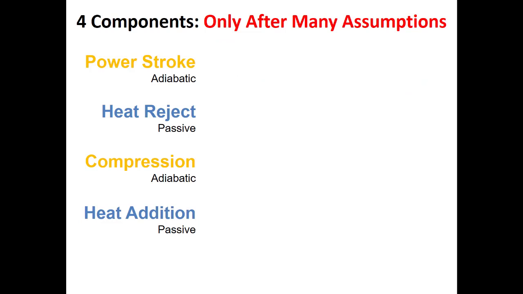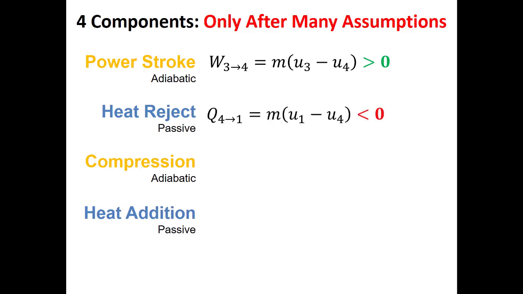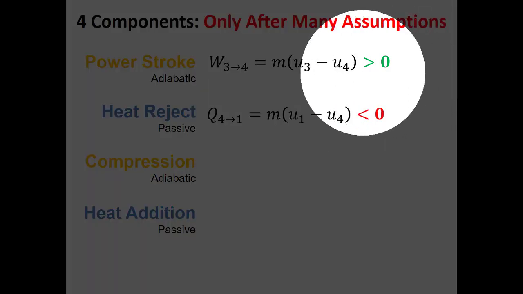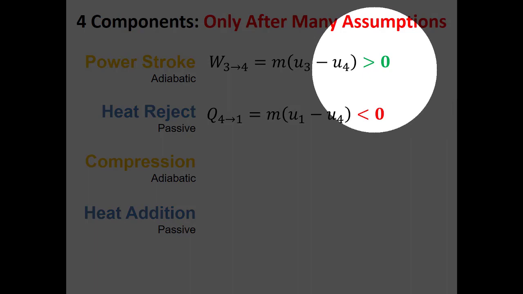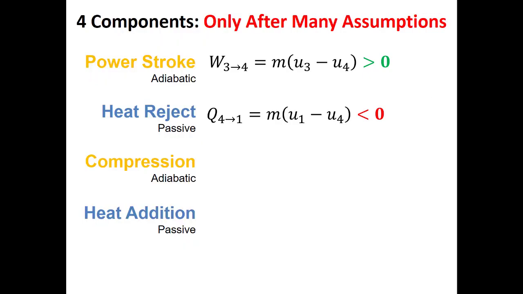So when we do that, we're going to get expressions for each one of our processes. Our power stroke, we're going to find that the work is going to be mass times u3 minus u4, as long as our state numbering is the same as it was in the diagram. Because this is work out, and work in is negative, that means work out is positive. Heat rejection, we're losing heat, so this is a negative number. This is going to be m times u at the end of the process minus u at the beginning of the process. Our compression, this is us putting work in, so just like the last work term, this is m times u at the beginning of the process minus u at the end of the process.